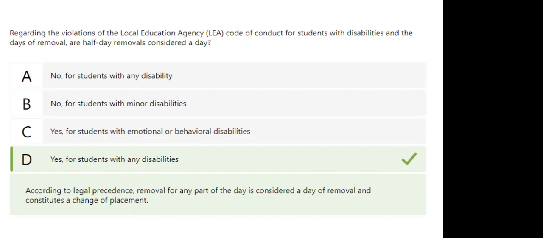says that any part of the day is going to be considered a day of removal. And so if you move a child anytime during any of that day to be somewhere else, that's going to be considered a change of placement. So if you move them from their inclusion classroom to an ISS room, for example, that's going to be considered a change of placement for that child. So in ISS, that child would still receive their special education services, just like they would have in their inclusion classroom. Sometimes the special education teachers have to remind their administrators of that type of information.